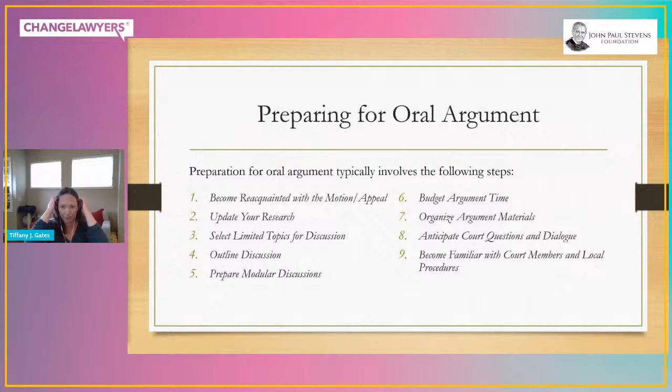I typically follow these. I'll highlight where I deviate from this in a few areas, but for the most part, the very first thing I do is reacquaint myself with the issues by rereading all the briefs. This typically doesn't take very long because usually I've written at least half of the documents I'm reading. So it's more of a reminder than anything else. But still, it's worth it to take that time to read, not skim, but actually read the briefs, and to get the juices flowing to start thinking about how I am going to turn this into an oral argument.